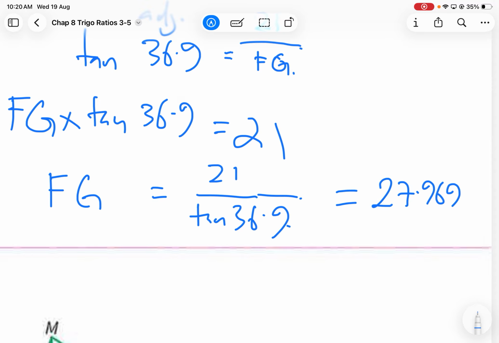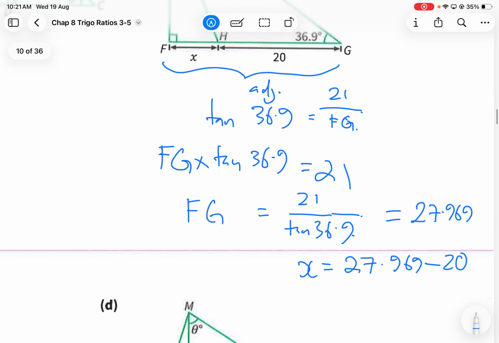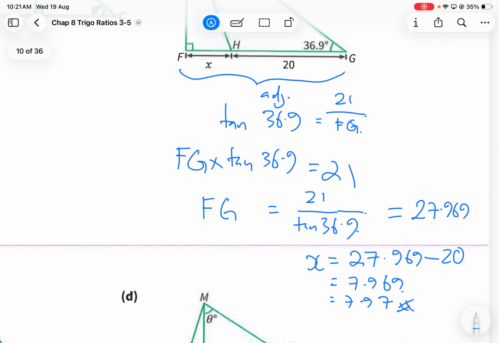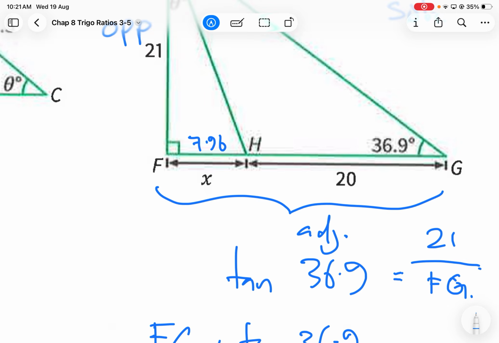Okay? Then you find x by taking 27.969 minus 20. Okay? Whole thing is 27.969. You minus 20, then you will have x. 7.969. Then to answer the question, give to 3SF, 7.97. Okay? Sorry, my mistake just now. Okay? So this one is now 7.969.